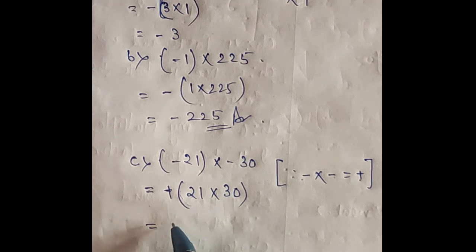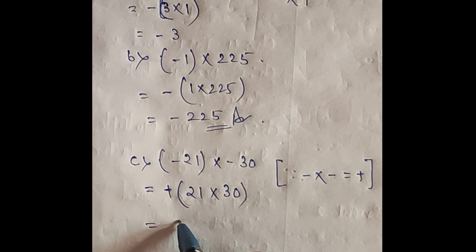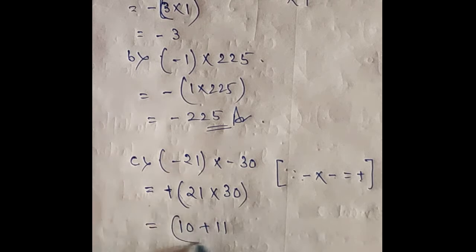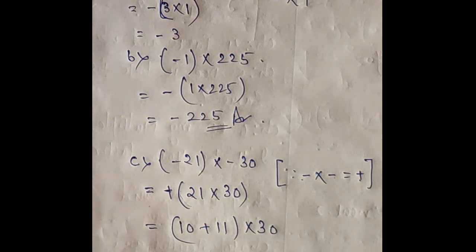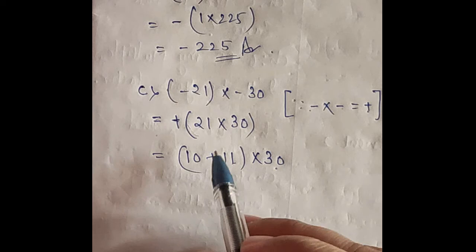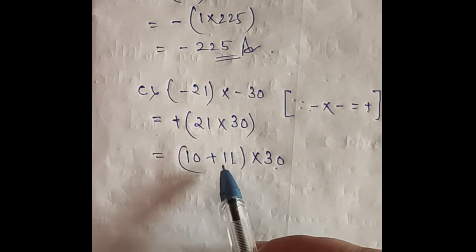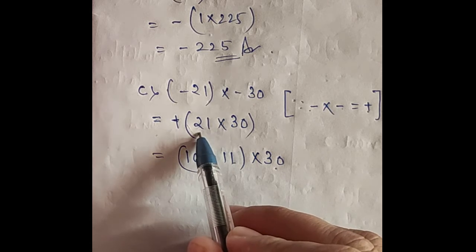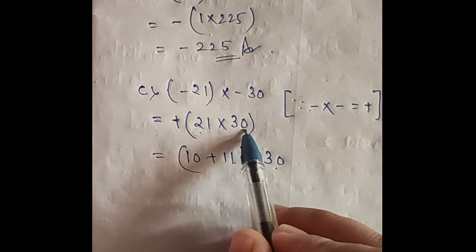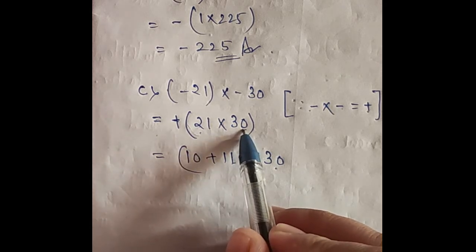Okay, so let us write 21 as 10 plus 11, into 30. So now this is your A into B plus C, right? You can write in any form. Why have I broken or distributed 21? Because it will be a little bit hard compared to 30, because here 0 is there, no? So when there is 0, it will be easy.